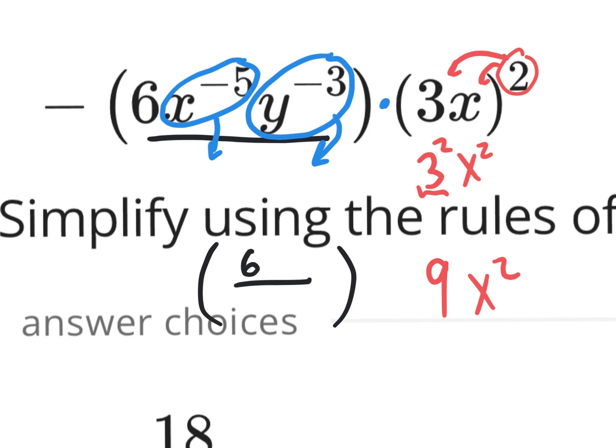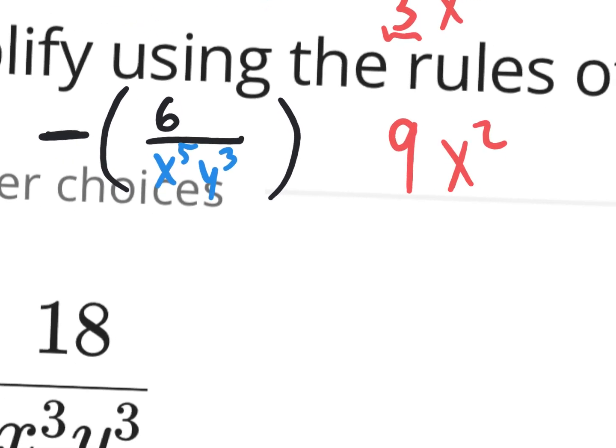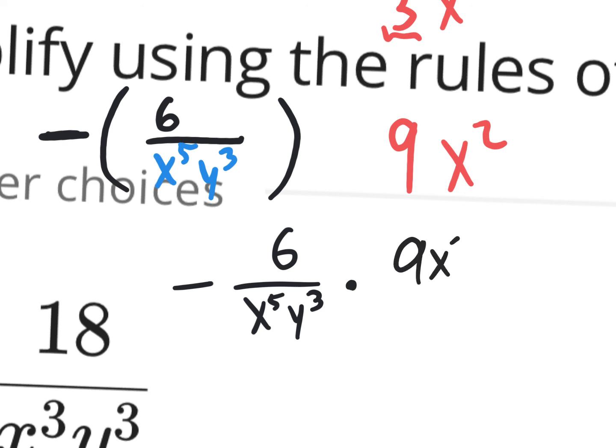So in reality, that first parenthesis is going to be a fraction with a 6 up on top, and the x to the 5th is on the bottom and it's positive. The y to the negative 3 becomes y to the positive 3 on the bottom because we moved it, and it's still negative. So let me rewrite this. What we have is a fraction that's negative with a 6 up on top, x to the 5th, y to the 3rd, times 9x squared. If you want to put it over a 1, you can, just so you could see that you do have x's up on top and x's on the bottom, which could be canceled.